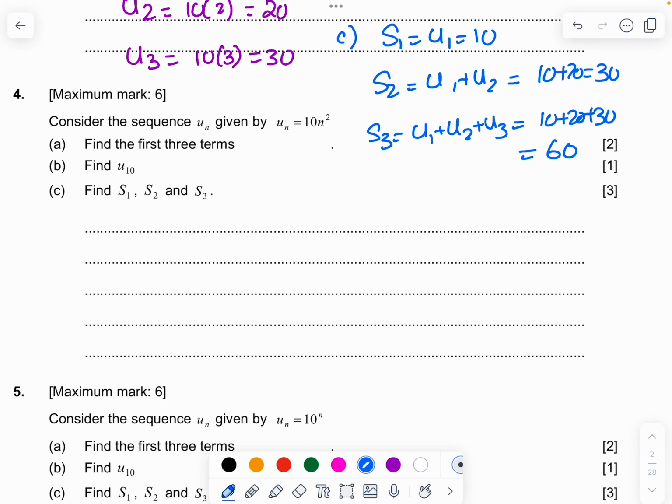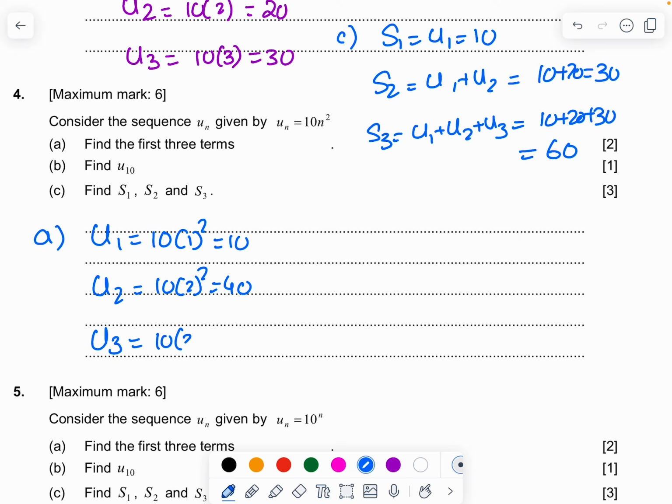Question number 4, un equals 10n squared. Find the first 3 terms. So u1 equals 10 times 1 squared, which is 10. u2 equals 10 times 2 squared, which is 40. Then u3 equals 10 times 3 squared, which is 90. Then u10, which is 10 times 10 squared, which is 1000.